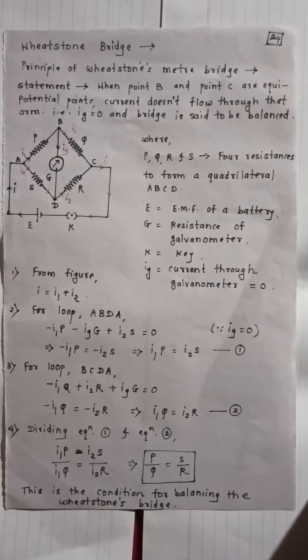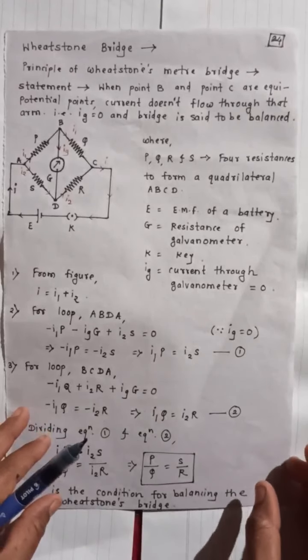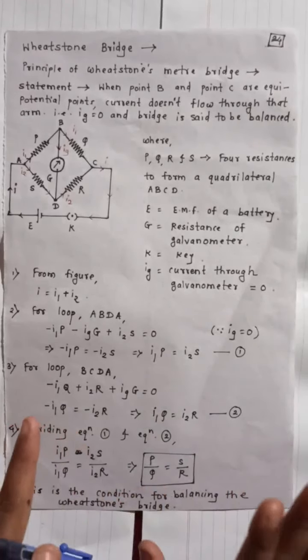The famous use of Wheatstone's meter bridge is to calculate the unknown resistance of a metallic wire or the unknown resistance of a galvanometer, or we can prove the laws of resistances, the parallel combination or the series combination, by using the Wheatstone's meter bridge. So the basic fundamental use of this device is to find the unknown resistance.